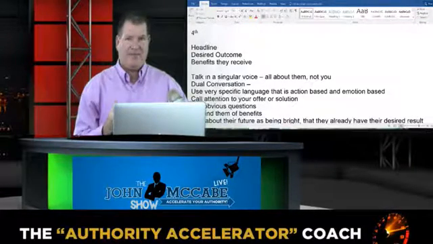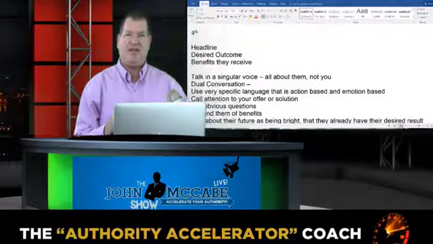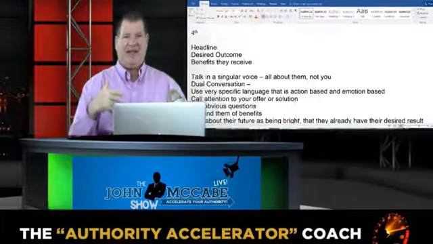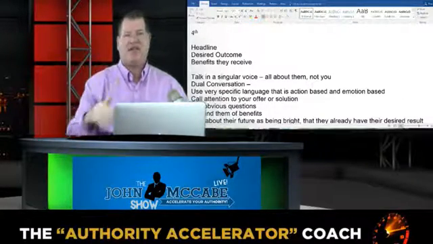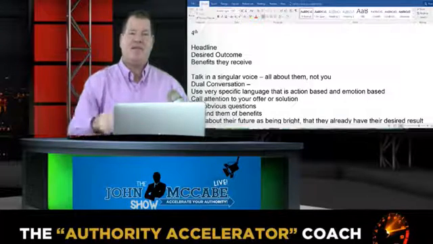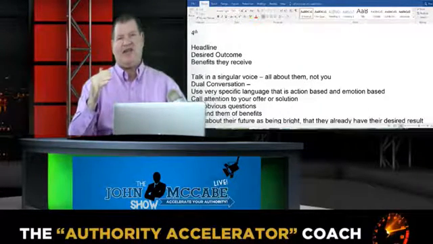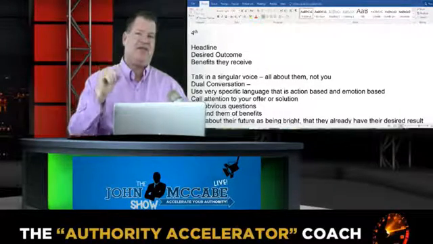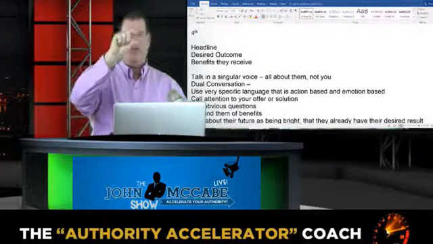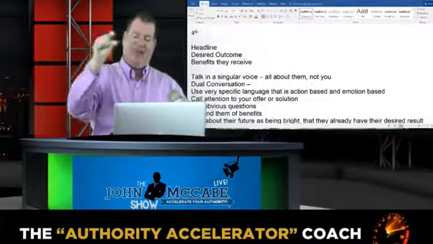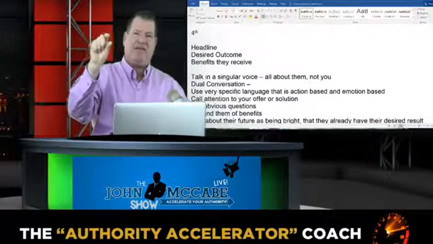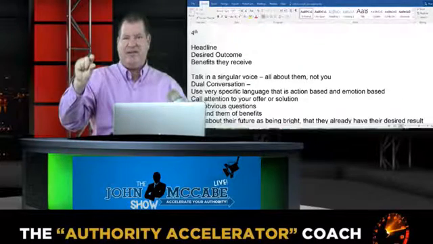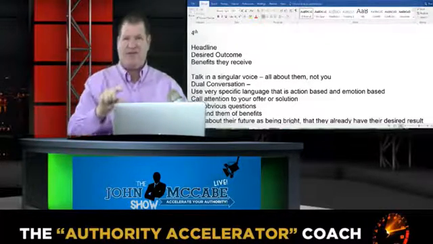It's all about them, so you use the word you a lot. You this, you that, you and me. But you talk about them, you don't talk about yourself. Depending upon how long your ad is, you can run a dual conversation. What that means is every 2 to 3 small paragraphs, there may be a bolded, centered, just a few words or a sentence. And then you have a few paragraphs and then another bolded heading before the next few paragraphs.